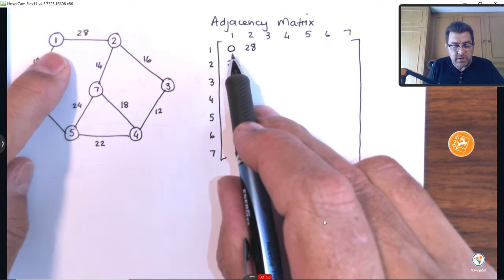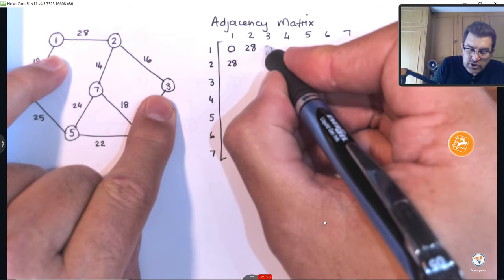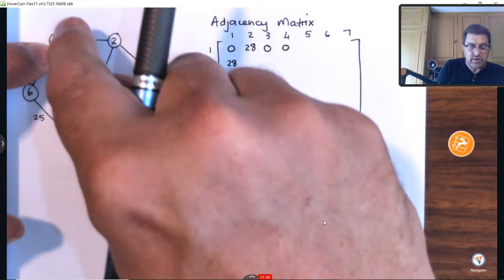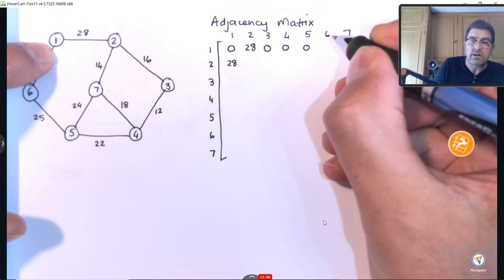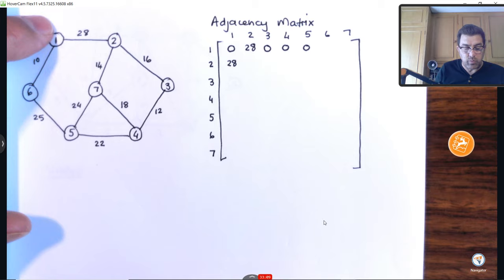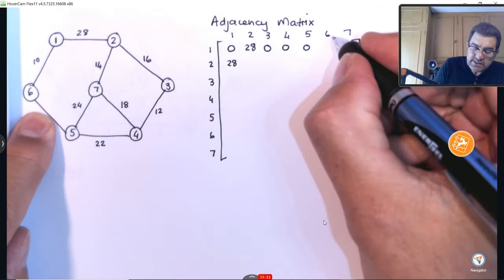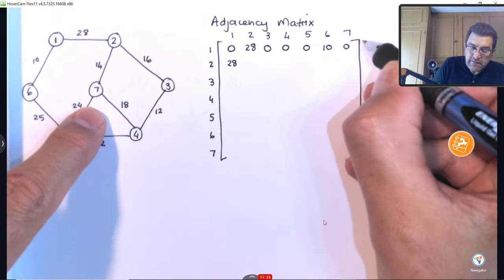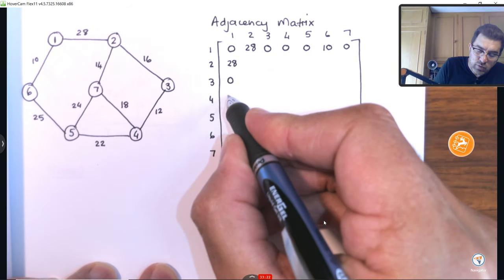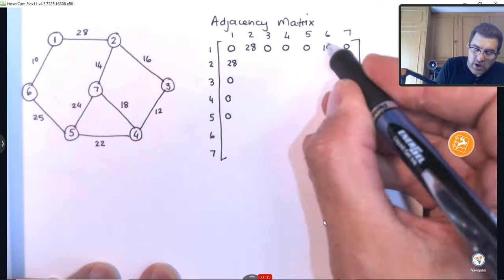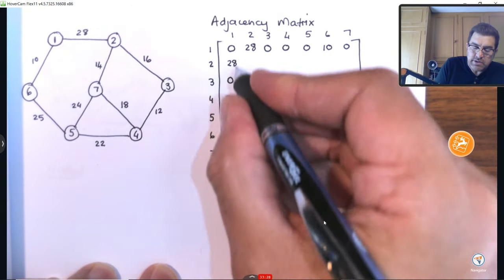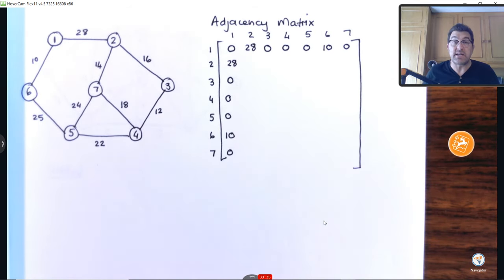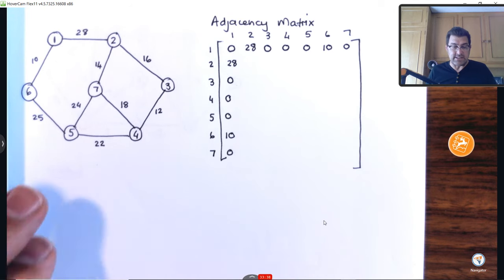Is there an edge between vertex 1 and vertex 3? There's no edge. Between vertex 1 and vertex 4? No, so we record a 0. Between vertex 1 and vertex 5? No, so we record a 0. Between vertex 1 and 6, definitely there's an edge, so that has a weight of 10. Between 1 and 7, there's nothing. Now folks, we're going to continue with that down here. Between 6 and 1, there was an edge with weight 10. Between 7 and 1, and 1 and 7, there was none. So the first row and the first column have been taken care of in our adjacency matrix.